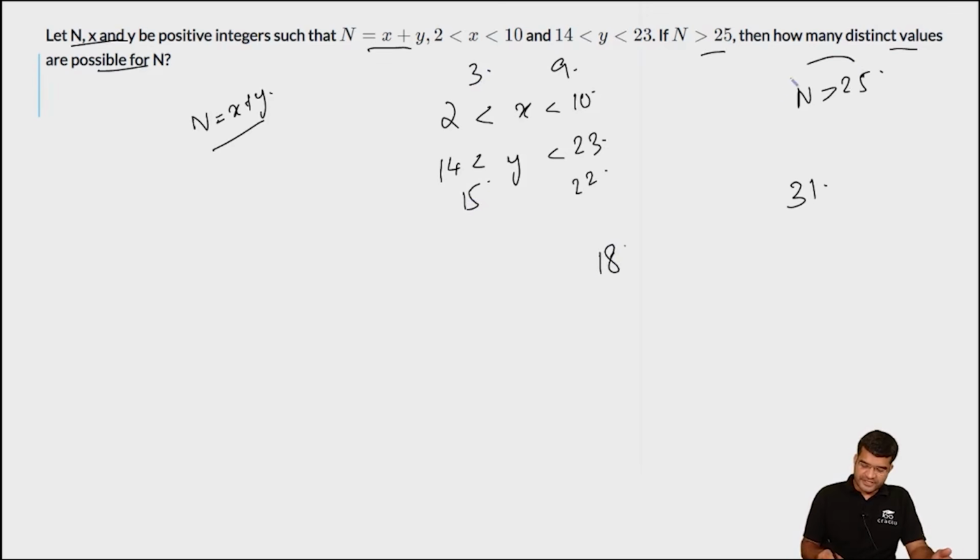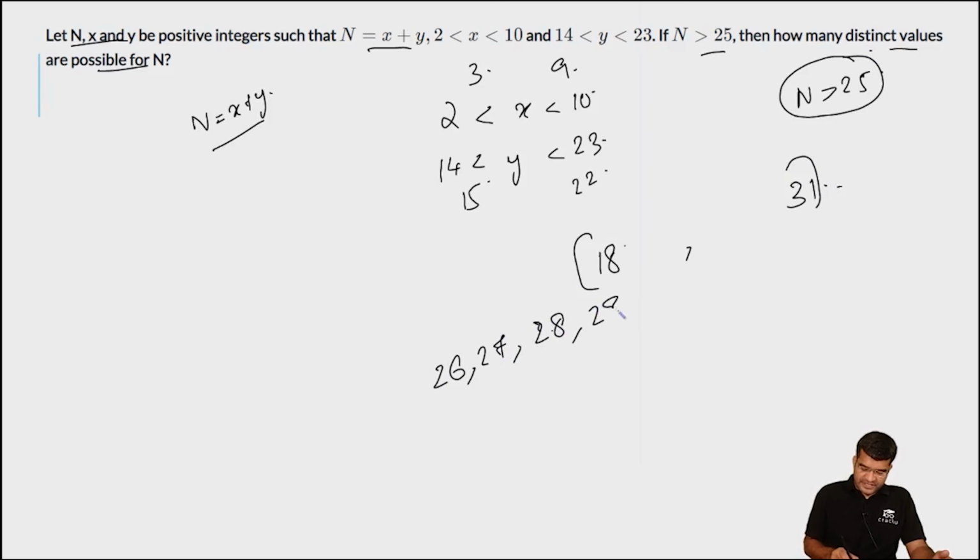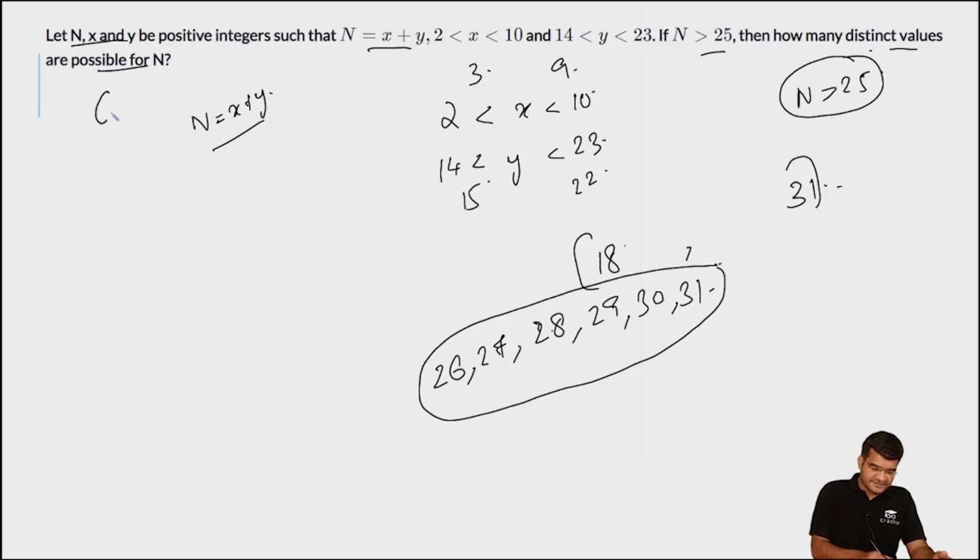But we are also told that n is greater than 25. So if n is greater than 25, what are the different possible values of n in this given interval? The different possible values will be 26, 27, 28, 29, 30 and 31. So the total number of distinct values that n can take is equal to 6.